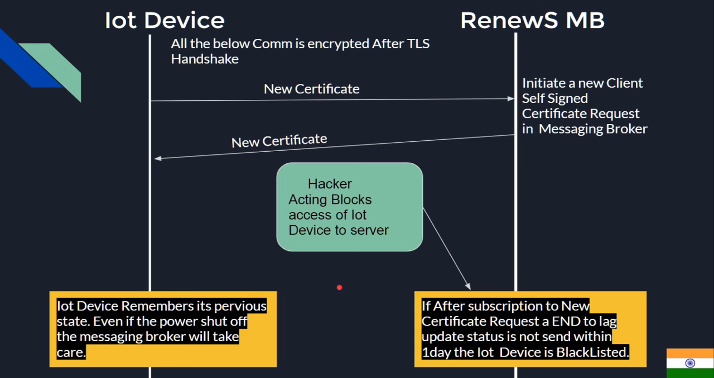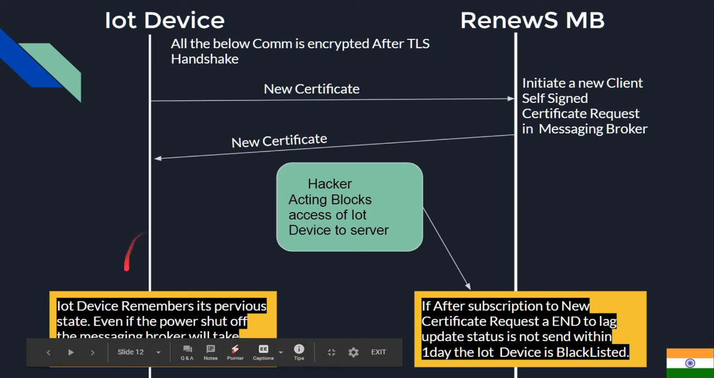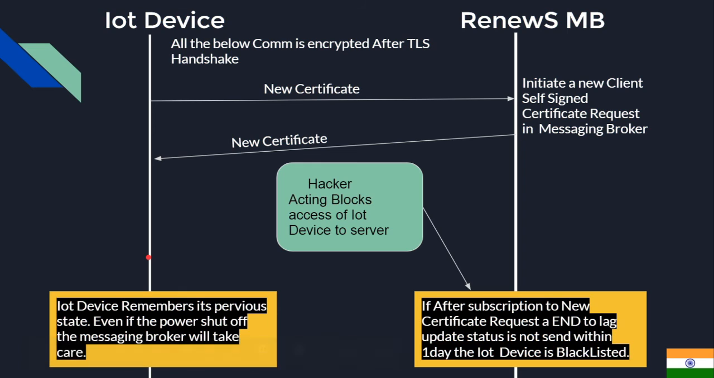And the IoT device over here will keep the previous state. If it is going through an update cycle, it will keep the previous state of the machine, so that after connecting to the messaging broker, it will see what the current state of the system is.